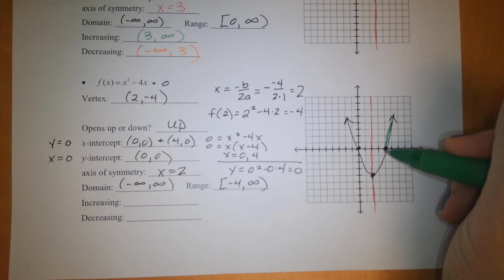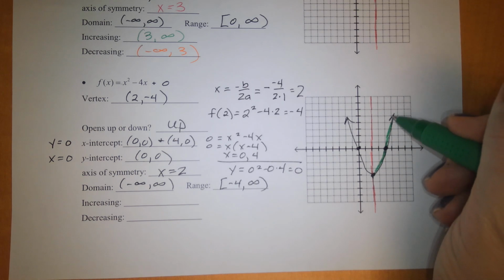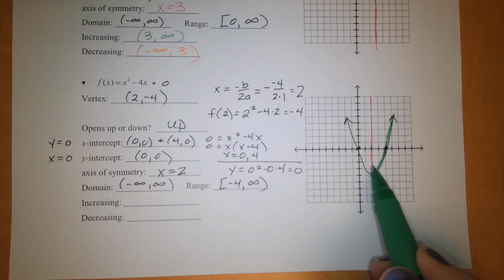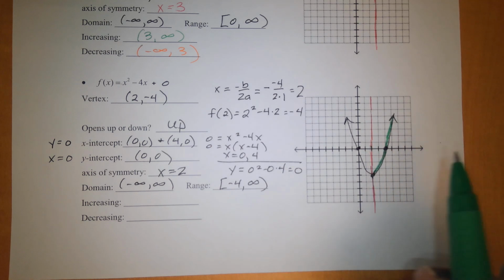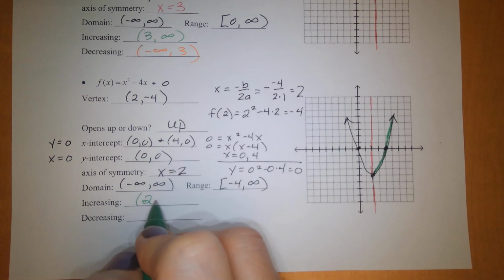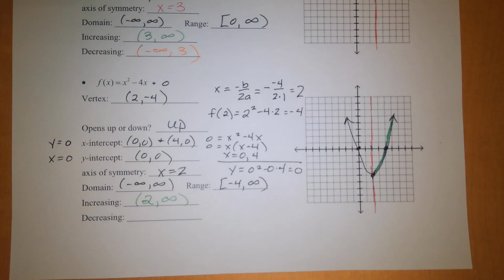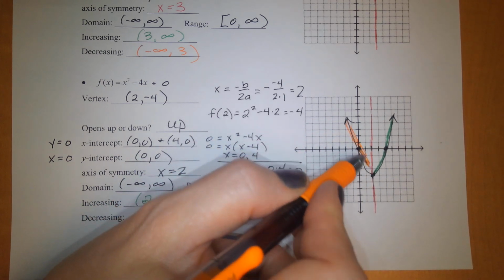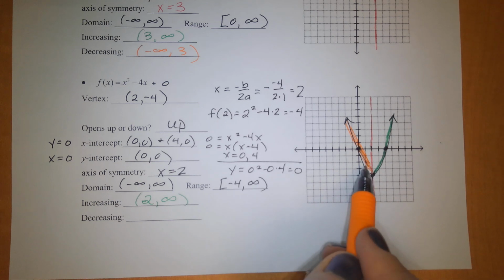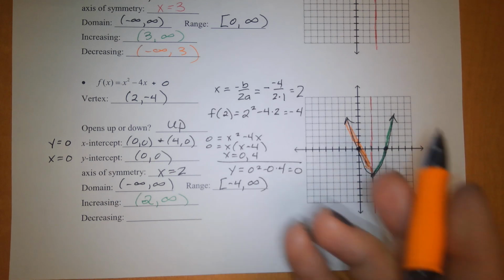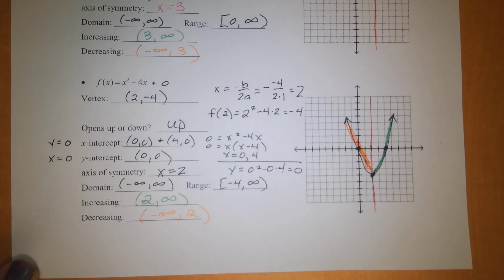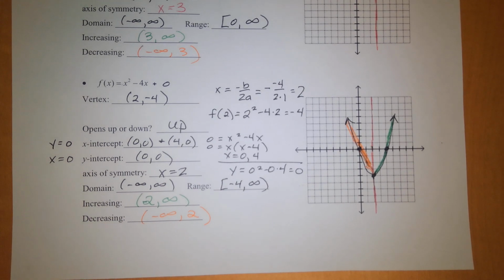Again, it is increasing on the right-hand side. This is the increasing leg of the parabola, so it is increasing from 2 to infinity. It is decreasing on the left leg of the parabola, so it is decreasing from negative infinity to 2. So these are all of the details about the parabola you should know.